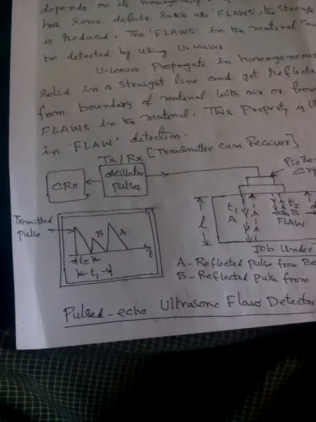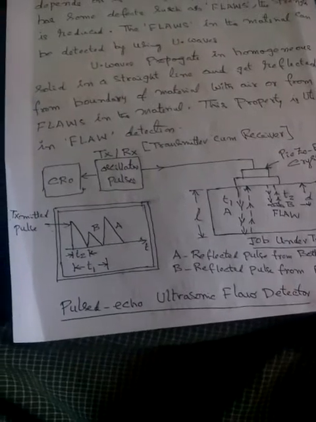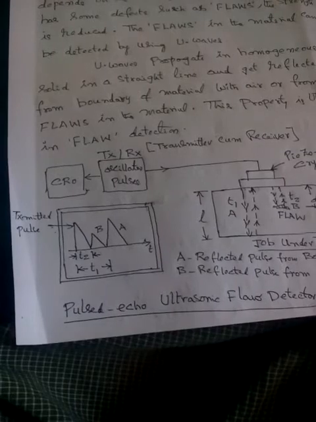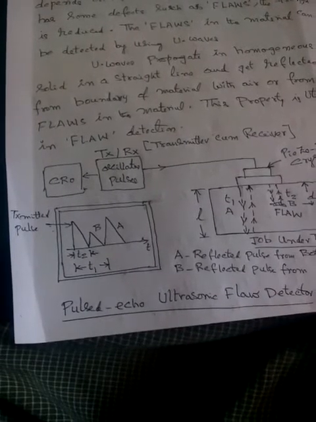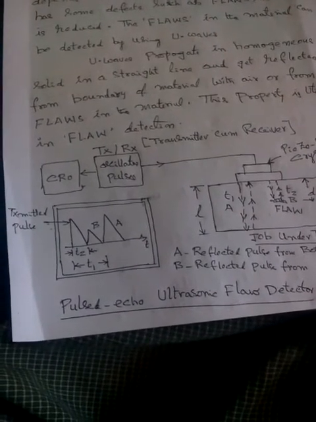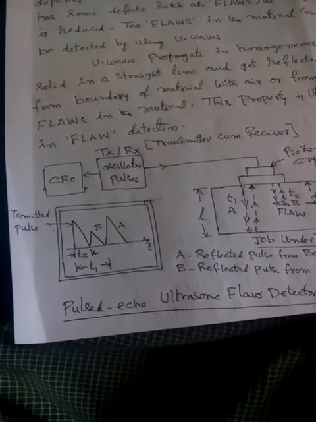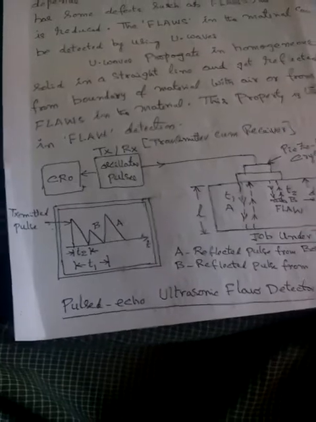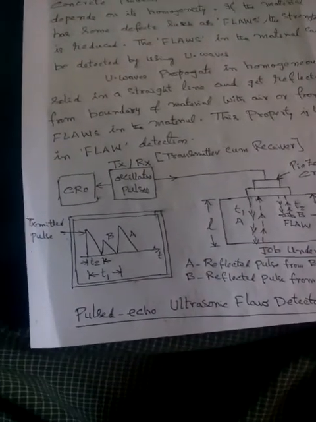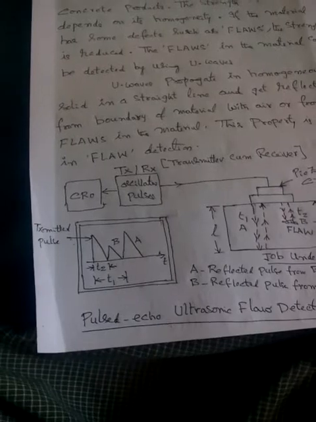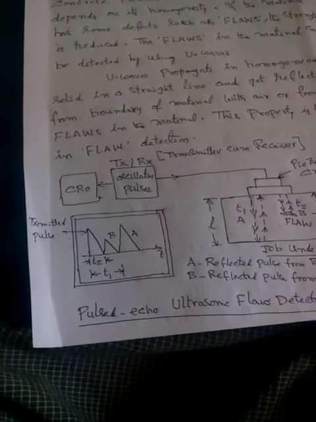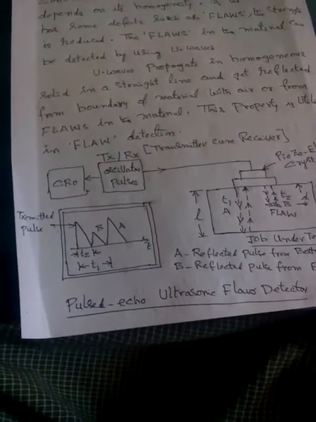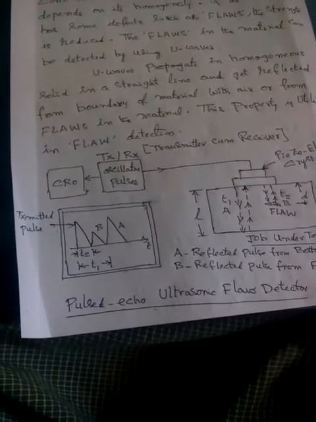Okay, so immediately if there is a defect, we get what we call pulse B. There is the echo at a time of T2. So if there is no defect, we get pulse A at a time of T1. So that clearly you can see on the CRO whether defect is there or not. Okay, that's how this pulsed echo ultrasonic flaw detector works.